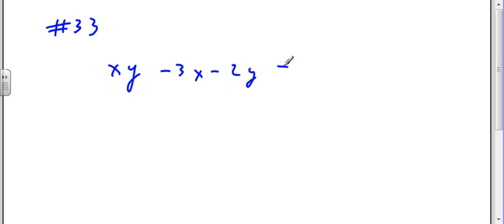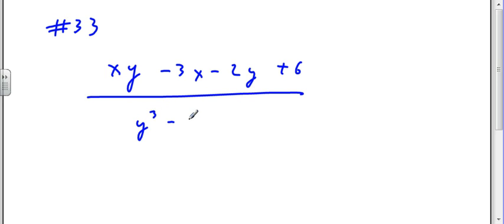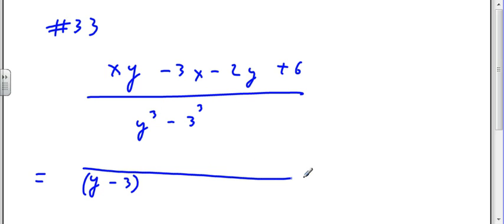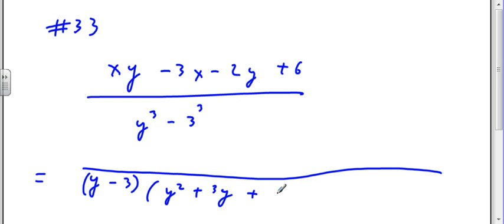33. Looks like the same problem. x y minus 3y minus 2x plus 6 over y cubed minus 3 cubed. That's not what's in the book, but that's what it is, so we can write it down that way. It'd be okay. So we recognize this as y minus 3 on the bottom times y squared plus 3y plus 9.